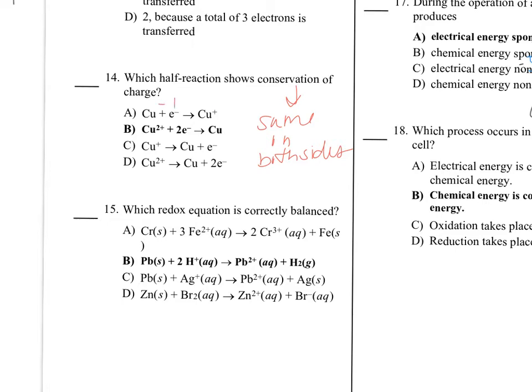A, -1 plus 1, not the same. C, +1 minus 1, not the same. +2 minus 2, not the same. +2 minus 2 on the same side, so 0 and 0. Hey, that is the same.